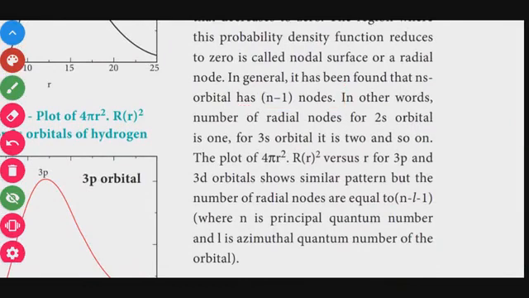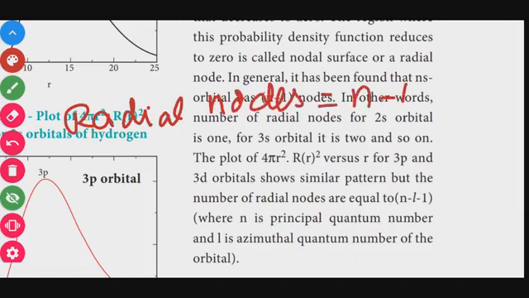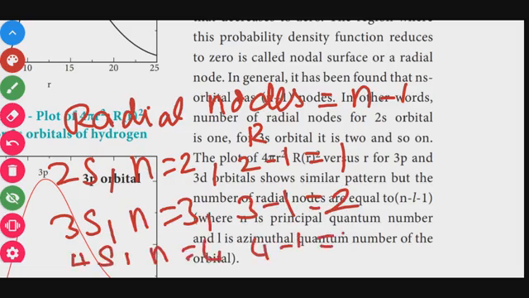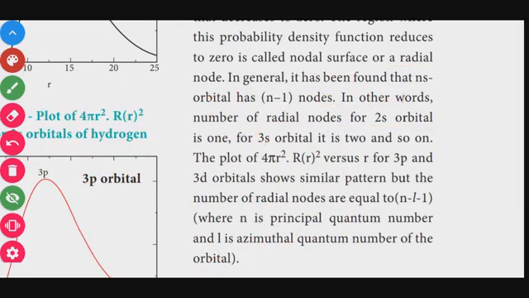Okay, so to find radial nodes, the formula is number of radial nodes equal to n minus 1. For example, find for the 2s orbital: n equal to 2. Then the radial node is 2 minus 1 which is 1, and for the 3s orbital n equal to 3, therefore 3 minus 1 which is 2. So this is the radial node. 4s orbital, n equal to 4, minus 1 is 3. So this is the formula to find radial nodes, that is n minus 1, principal quantum number minus 1.